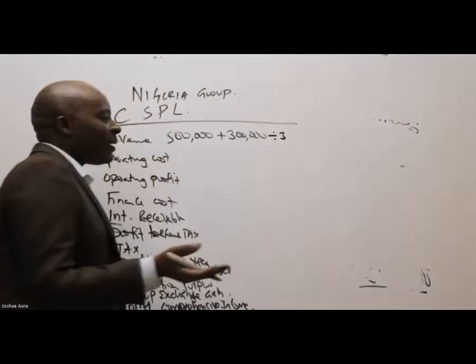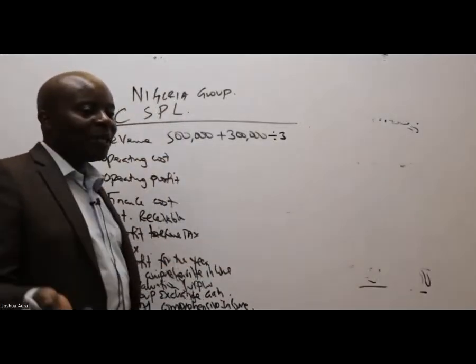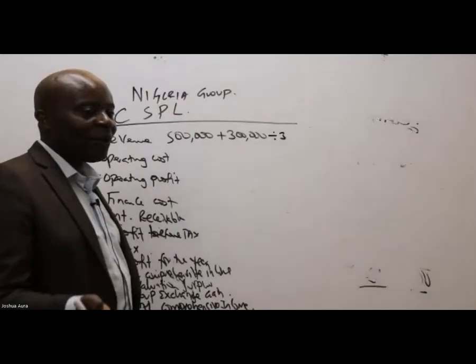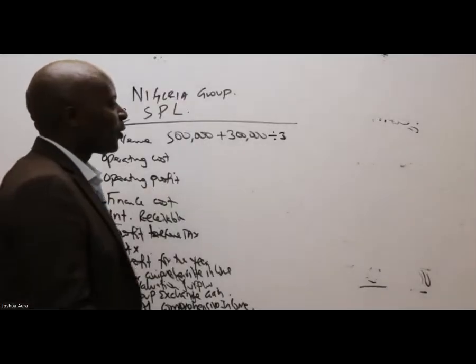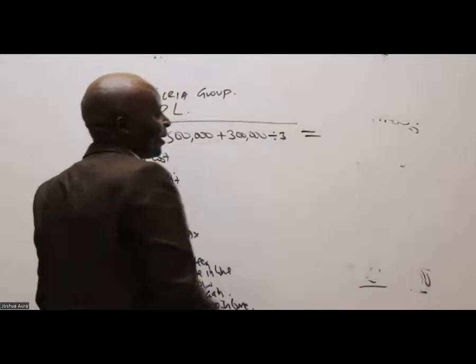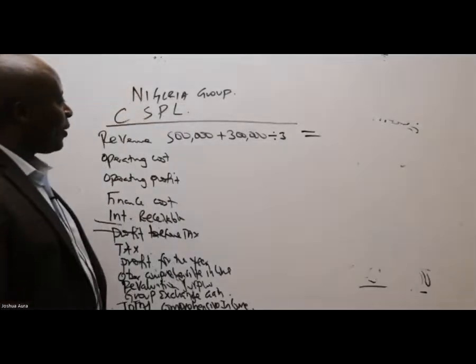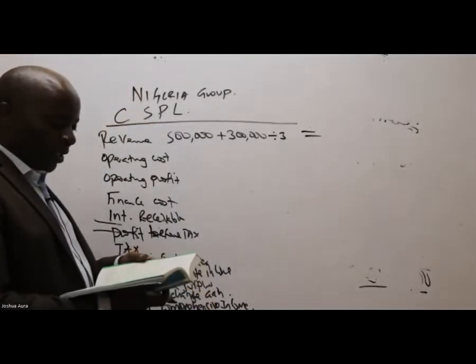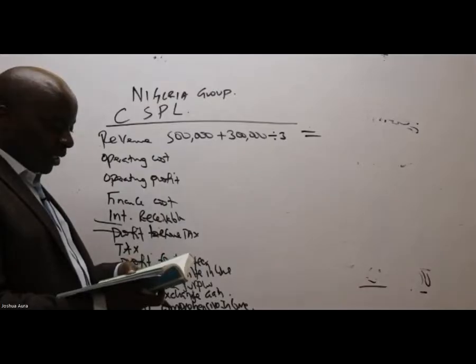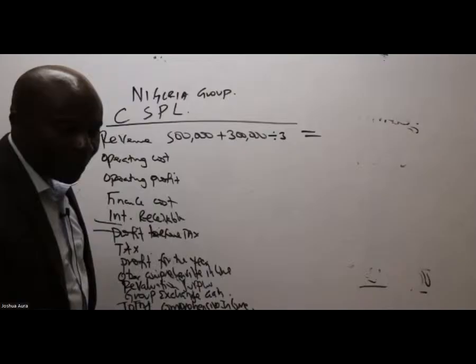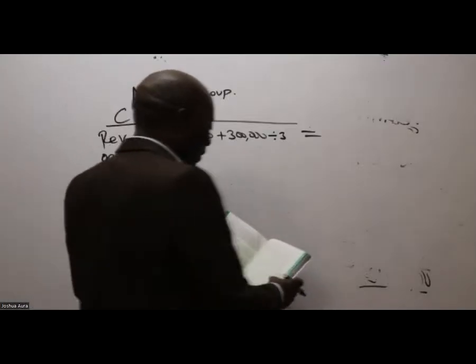Haya, unajua hii haina mambo. Unajua wa kuongezea mambo mengine ati kulikuwa na internal revenue, hii haina mambo mengi. So hebu nipatie hapa figure. Nipatie figure tuone 500,000 plus 300,000 itakuja ngapi? Inakuja 600,000.